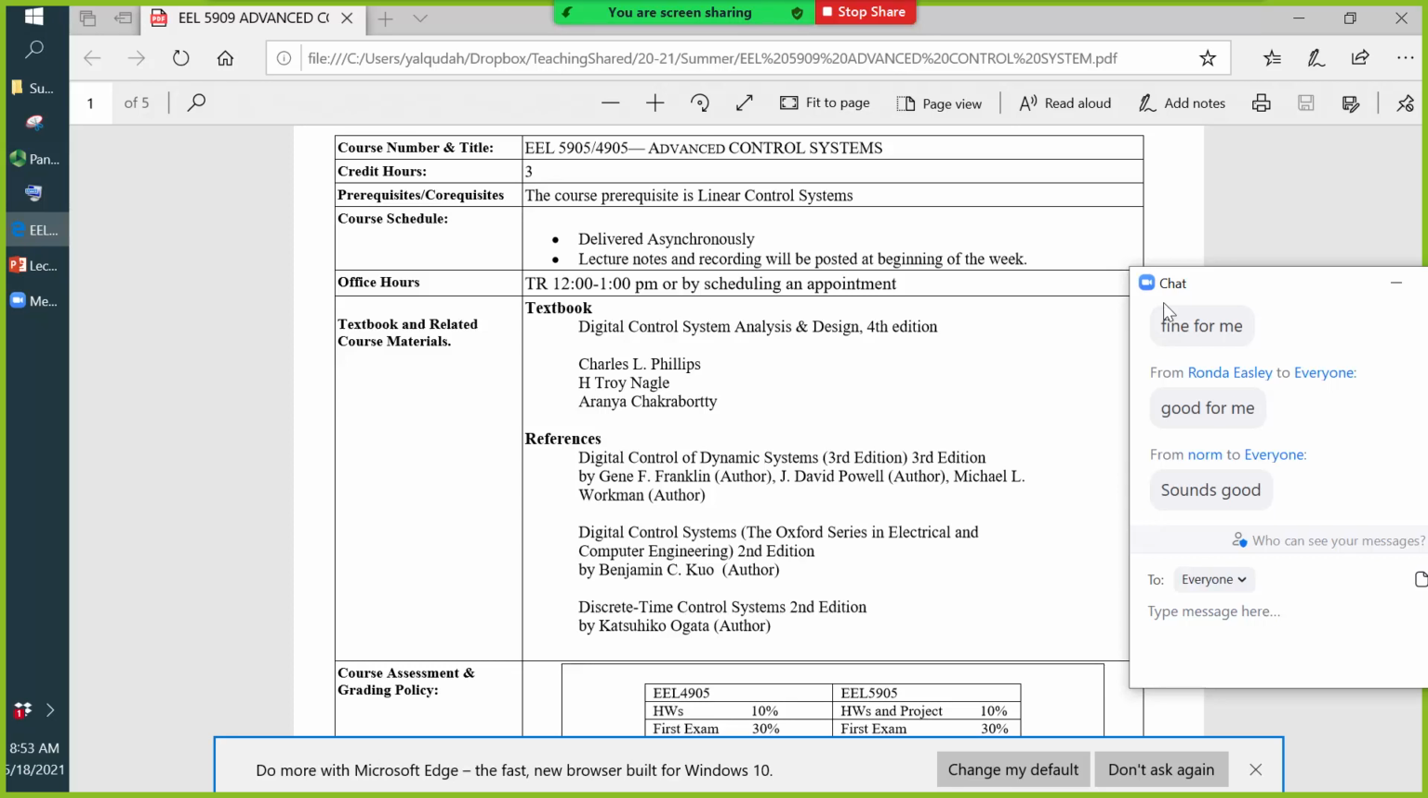The textbook that we're going to be using is Digital Control System Analysis and Design by Phillips, and I think it's a good book to have. I'm not sure how many of you are going to be buying the book, how many are going to be relying on the handout. It's up to you. I'm not telling you to buy it or not buy it. If you can buy it, that will be great. I encourage you to buy it.